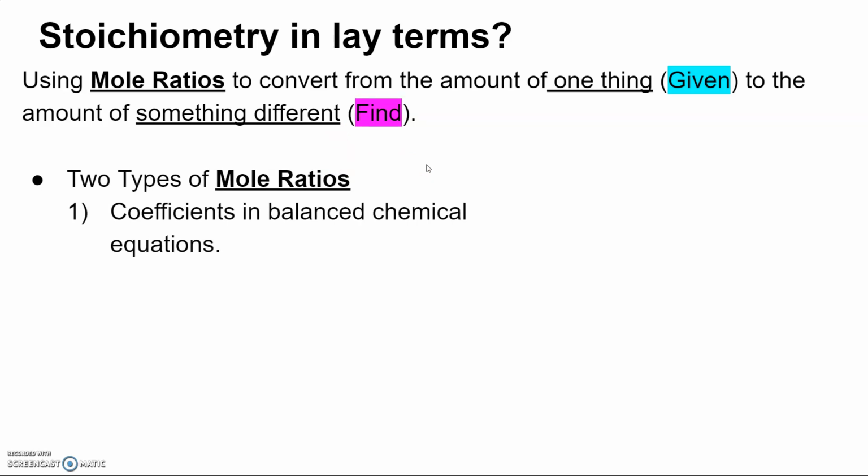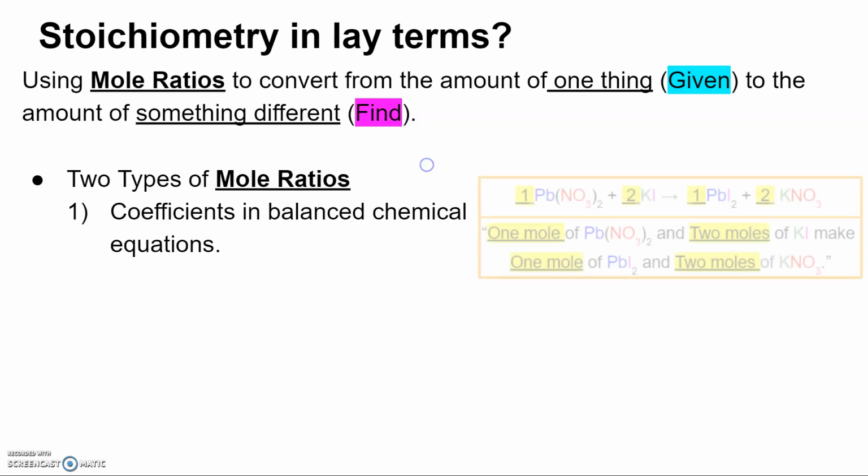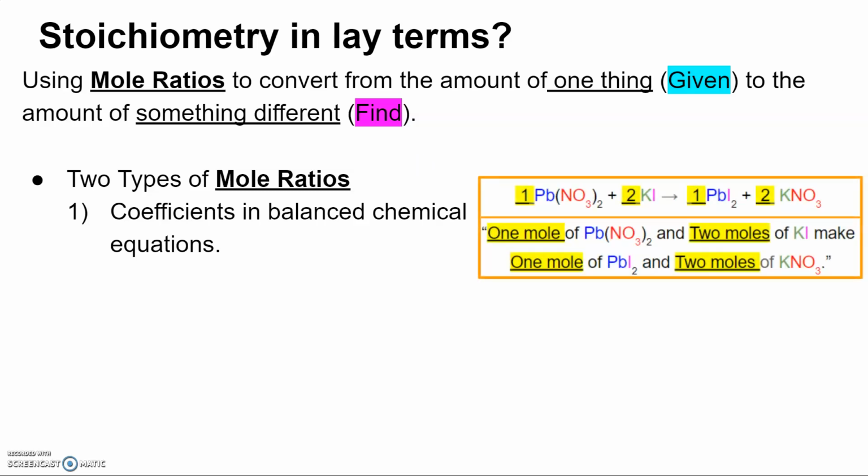Mole ratios, there are two types that we use in stoichiometry. The first type are the coefficients in a balanced chemical equation. And we've already talked about that, that in a balanced chemical equation, those coefficients can be thought of as molar coefficients. So you can think of, for example, in this reaction, you're reacting 1 mole of lead nitrate with 2 moles of potassium iodide to produce 1 mole of lead iodide and 2 moles of potassium nitrate.